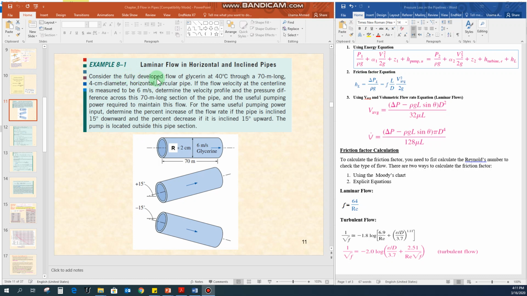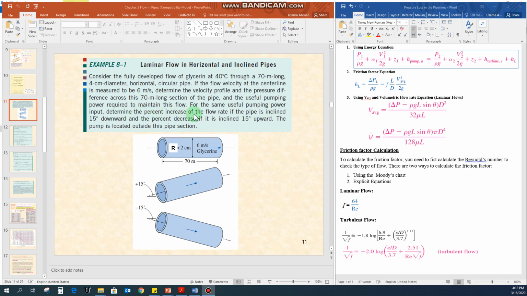So consider the fully developed flow of glycerine at 40 degrees C through a 70-meter long, 4 centimeter diameter horizontal circular pipe. If the flow velocity at the center line is measured to be 6 meter per second, determine the velocity profile and pressure difference across this 70-meter long section of the pipe. So we are supposed to calculate the velocity profile and the delta P within this pipeline, and also we need to calculate the useful pumping power required to maintain this flow, and we need to calculate the useful pumping power for the same useful pumping power input.